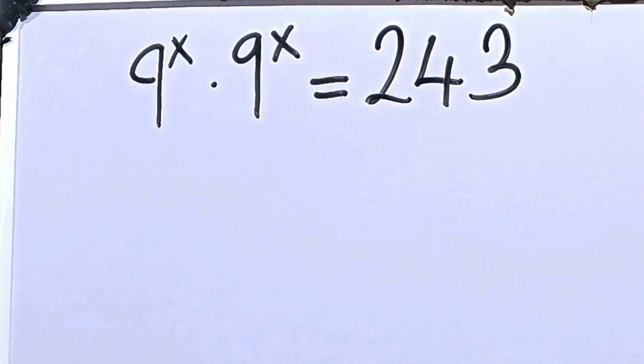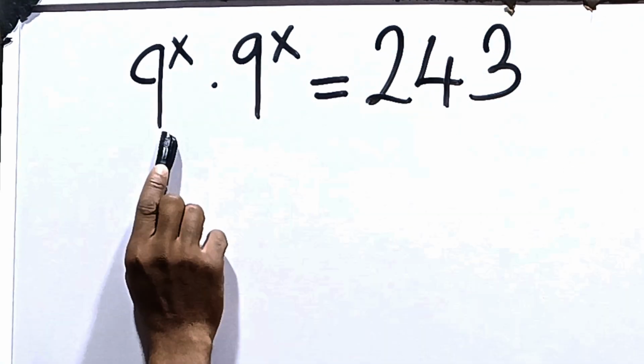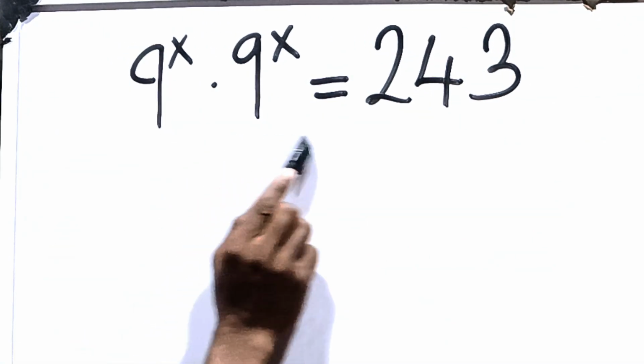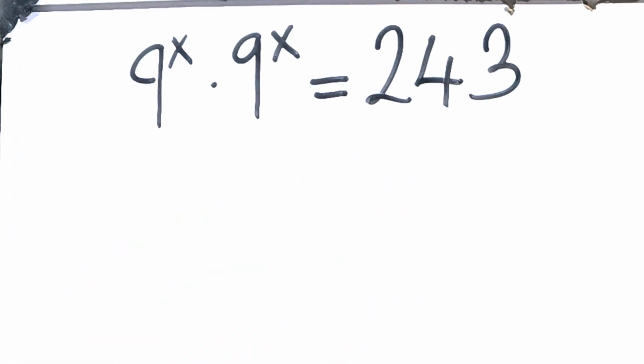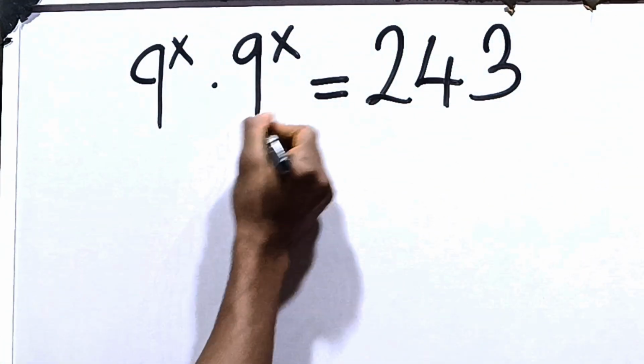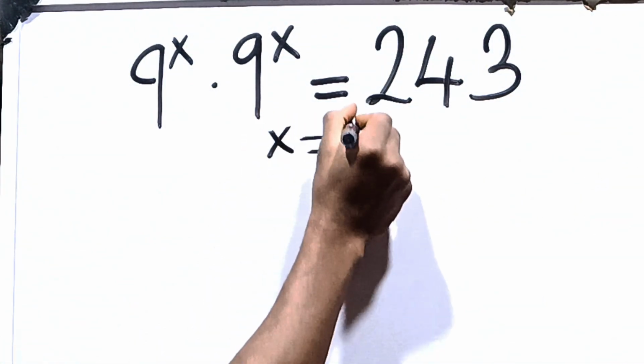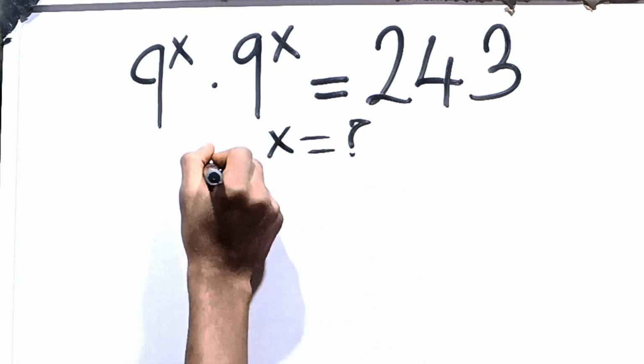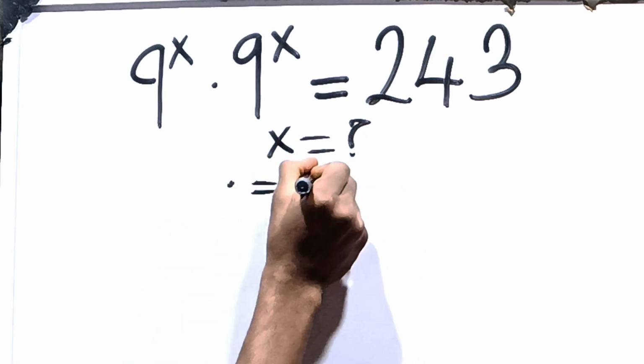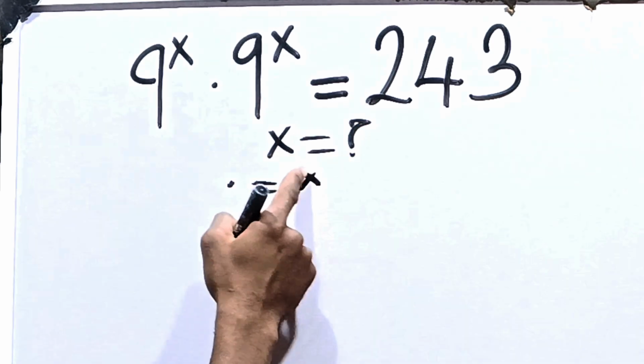Let's solve this together. It says 9 raised to the power x dot 9 raised to the power x is equal to 243. You're required to solve for the value or values of x in this equation. First things first, the dot is simply equal to multiplication.